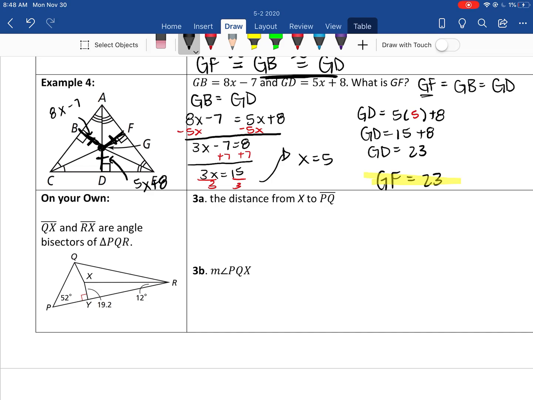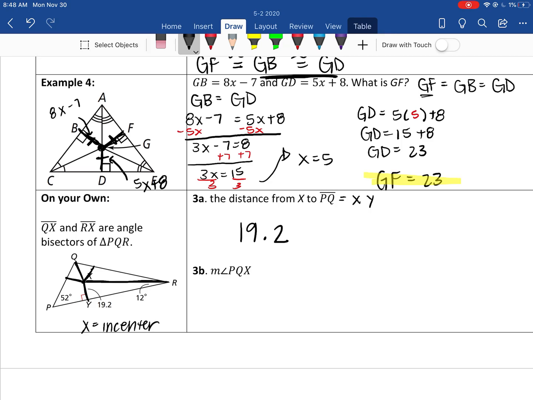All right, so the first one's asking for the distance from X to PQ. Well, I can see that these two are angle bisectors, okay? So because I know that these are angle bisectors, I know that X is my incenter. And that means from the incenter out to the sides is all congruent. So X to here is equal to X to Y and X to there. Well, I can see that this is equal to XY. XY is 19.2, so that means this distance is also 19.2.